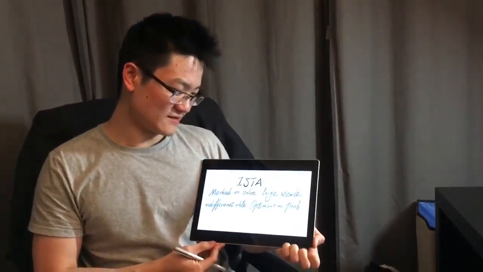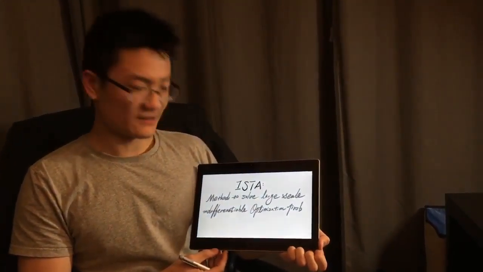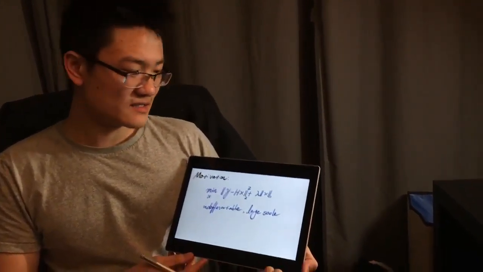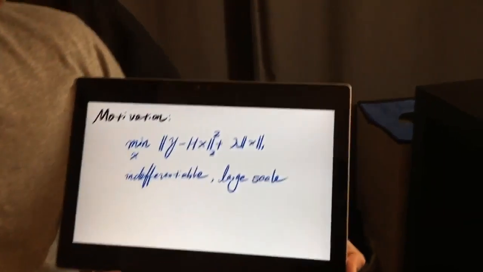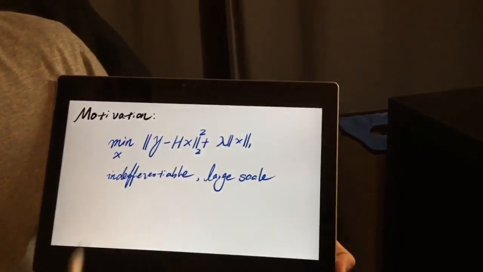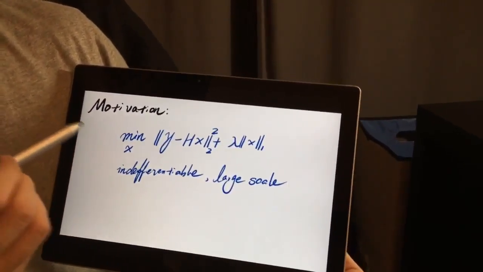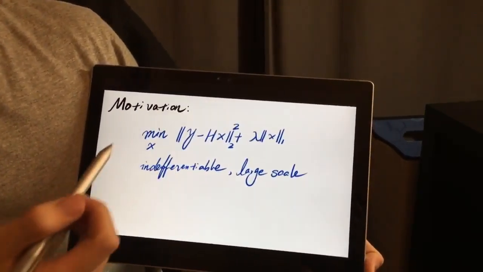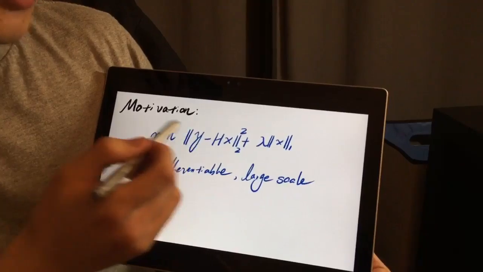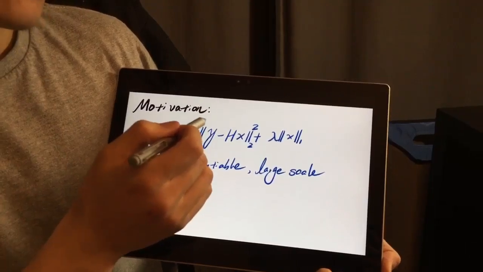It is a method that is aimed to solve large scale, non-differentiable optimization problems. So the motivation of ISTA is that if we are given this optimization problem, which is addressed in two parts. The first one is a quadratic term. Typically, y is something that we observed, x is something that we want to estimate, and H is simply some function that changes x into something else, and we observe this change from y.